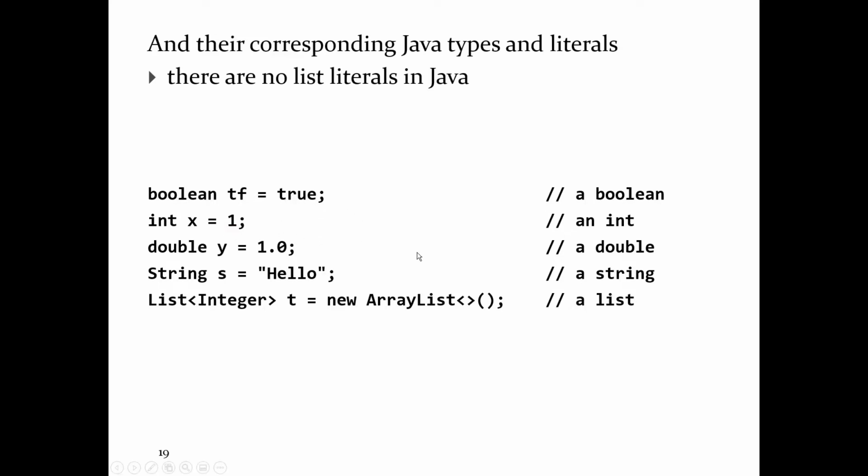Any number with no decimal is an int. Any number with a decimal is a double. Anything inside double quotes is a string. And there is no list literal in Java. Similarly, the list type always has the element type associated with it. Again, we'll talk about lists in a later lecture.